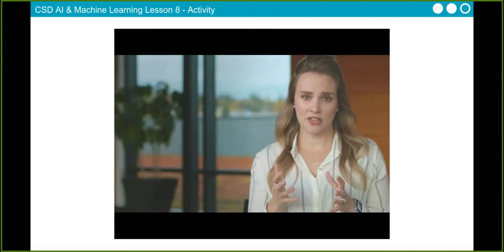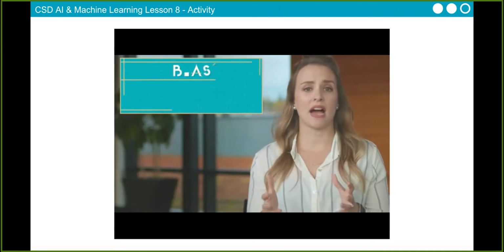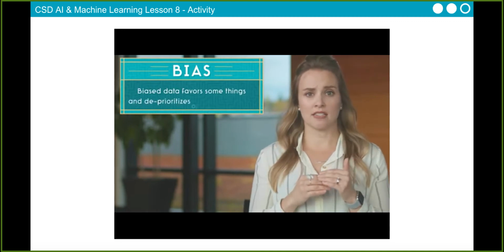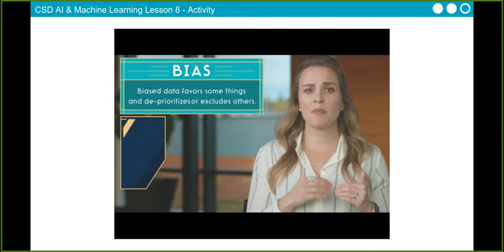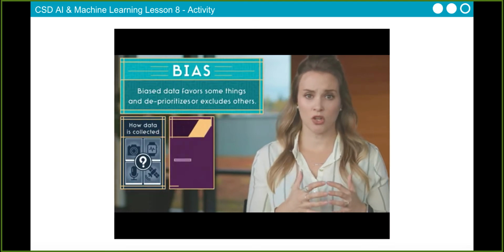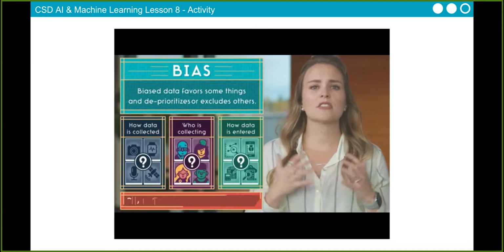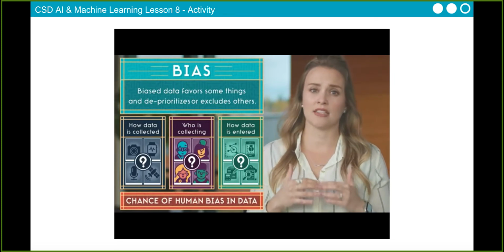This blind spot in the training data creates something called bias. Biased data favors some things and deprioritizes or excludes others. Depending on how training data is collected, who is doing the collecting, and how the data is fed into the computer, there is a chance that human bias is included in the data.